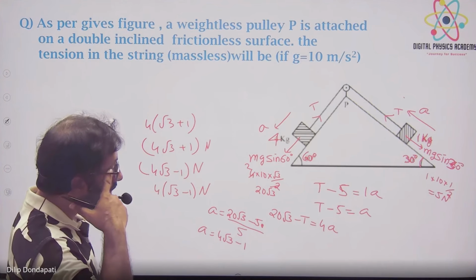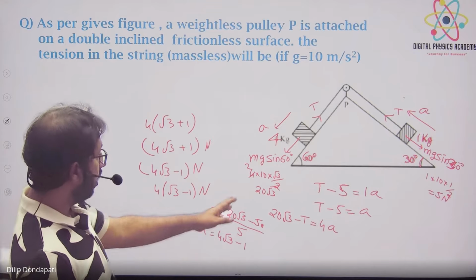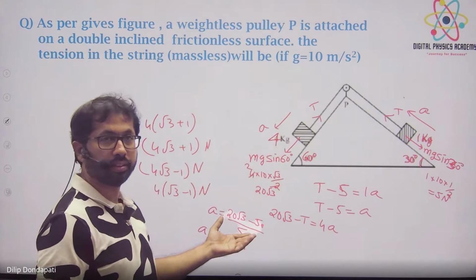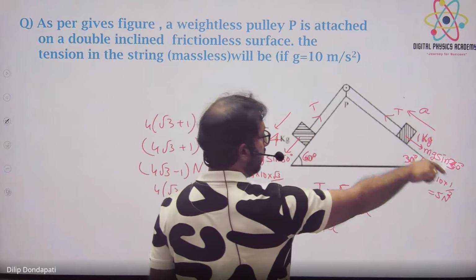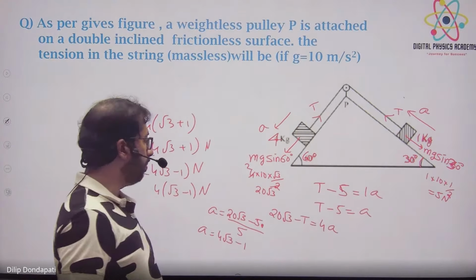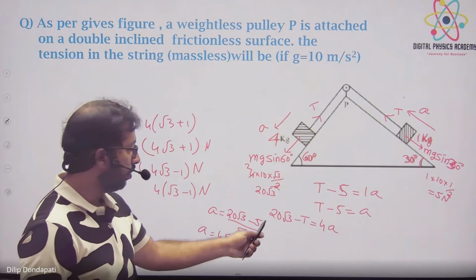Which one? See, I am using net force by net mass. Net force कौन सा है? कितना? This minus this. Okay. By net mass. Net mass is 4 plus 1 is 5. हाँ. So ये सब्स्टिट्यूट करो कितना आएगा आंसर?